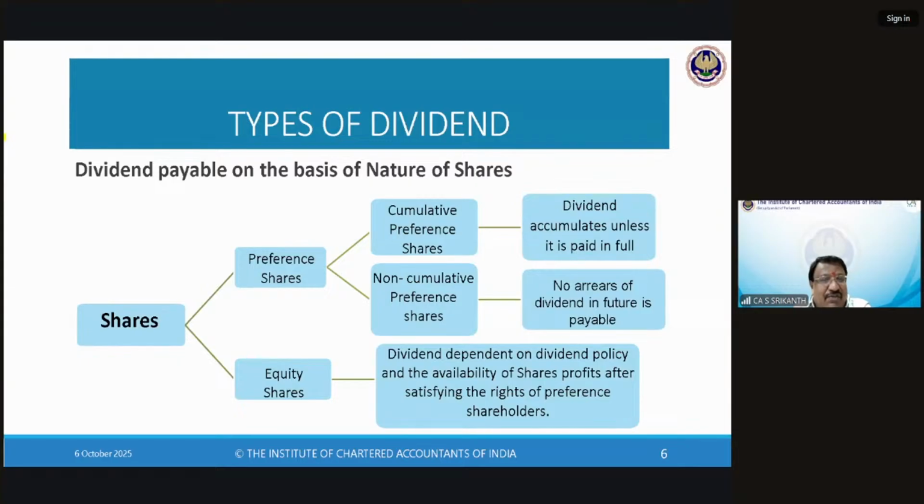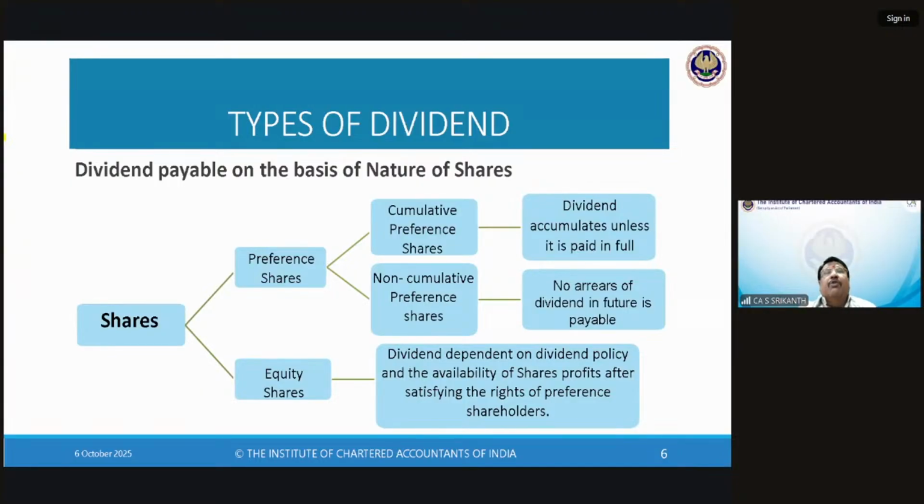The preference dividend payable will be a current liability or a non-current liability, depending on how long it's due. It will be kept. And for non-cumulative preference shares, in the year in which there is no profit, there is no dividend. As far as equity shares are concerned, dividend is dependent on the dividend policy.